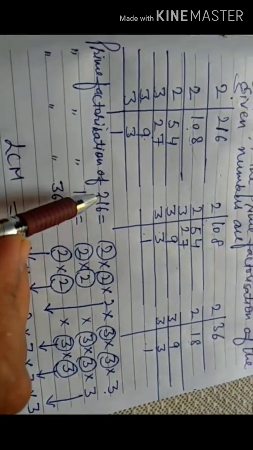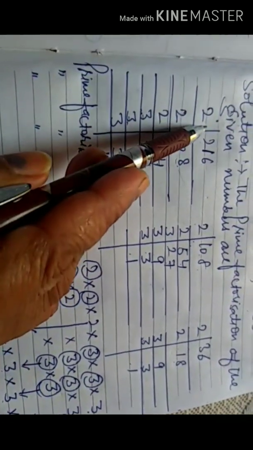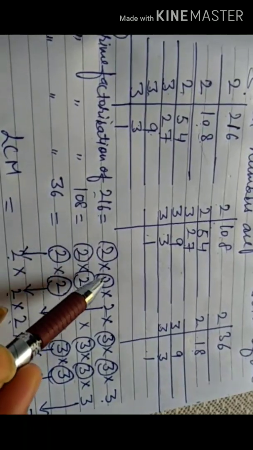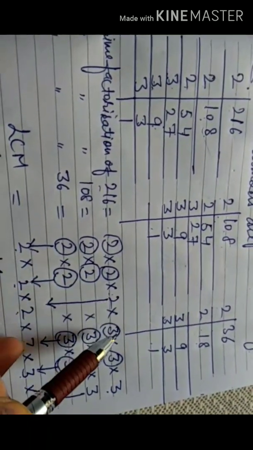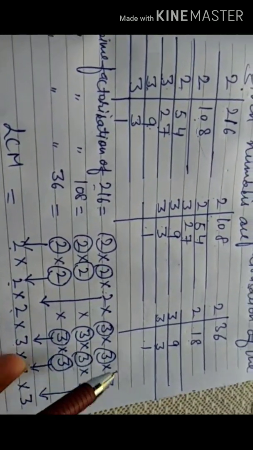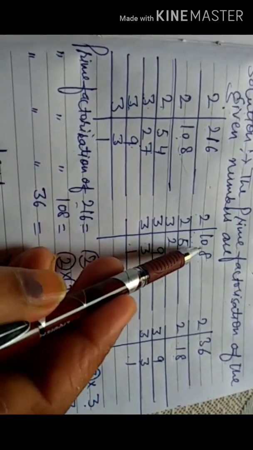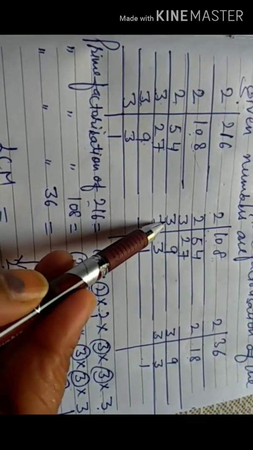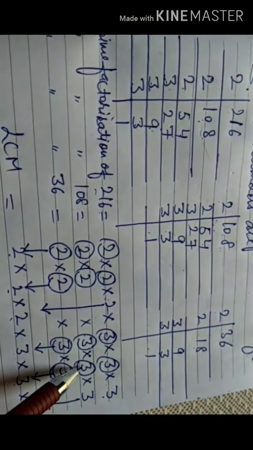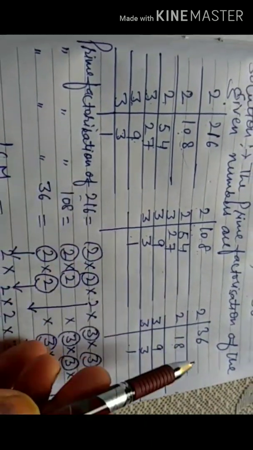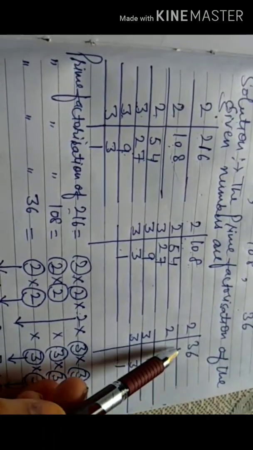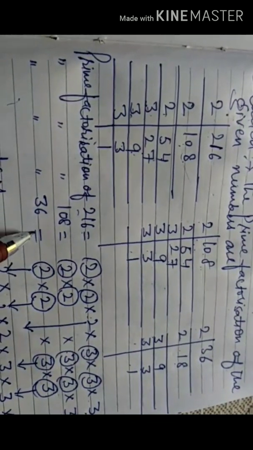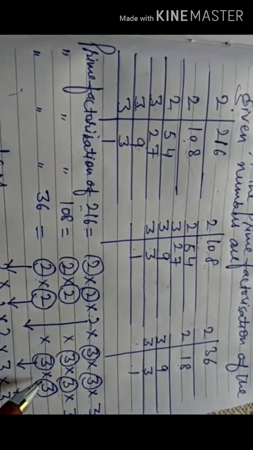Then the prime factorization of 216 is 2 into 2 into 2 into 3 into 3 into 3. 2 is 3 times, 2 into 2 into 2, and 3 is also 3 times, into 3 into 3. Then the prime factorization of 108 is 2 into 2 into 3 into 3 into 3. Okay. Then the prime factorization of 36 is 2 into 2 into 3 into 3.